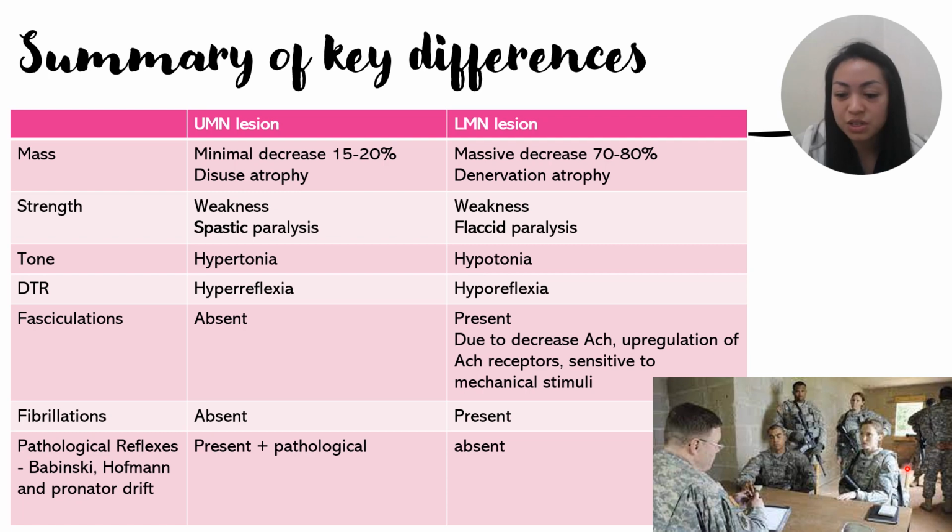Fasciculations. Because the lower ranking personnel is probably new to this and has never been interrogated before, he's so scared that he starts shaking. And the captain, because probably this is not the first time he's been captured, he's quite chill. So he doesn't show any fasciculations. He doesn't shake, he doesn't twitch. Whereas the lower ranking personnel start shaking. So we see fasciculations only in the lower motor neuron lesions. Fibrillations, same reasoning.